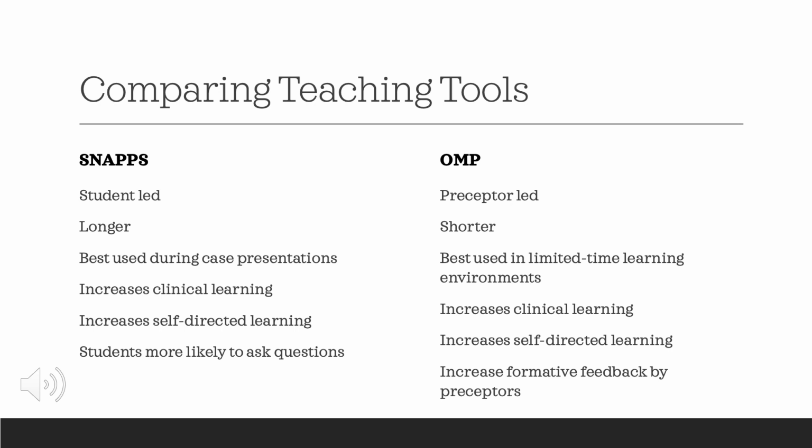First, SNAPS is more student-led, whereas the 1-minute preceptor is more preceptor-led. SNAPS takes longer, whereas the 1-minute preceptor is shorter. The SNAPS model is best used during case presentations, whereas the 1-minute preceptor is best used in limited time learning environments. Both the SNAPS and the 1-minute preceptor increase both clinical learning and self-directed learning.